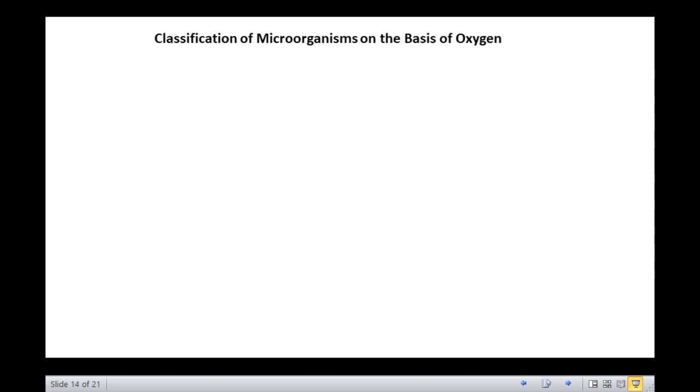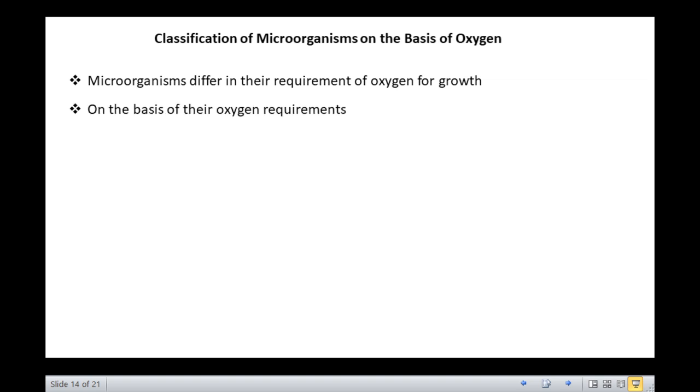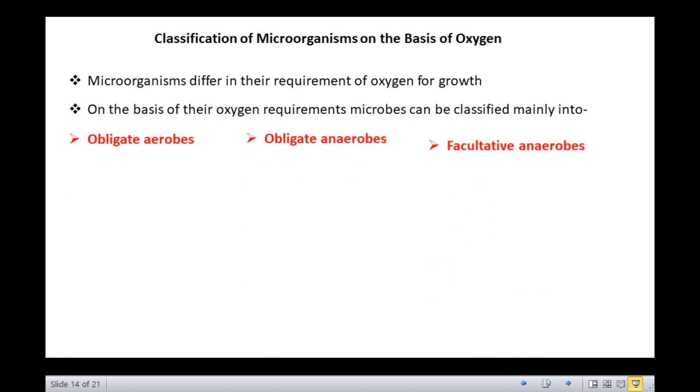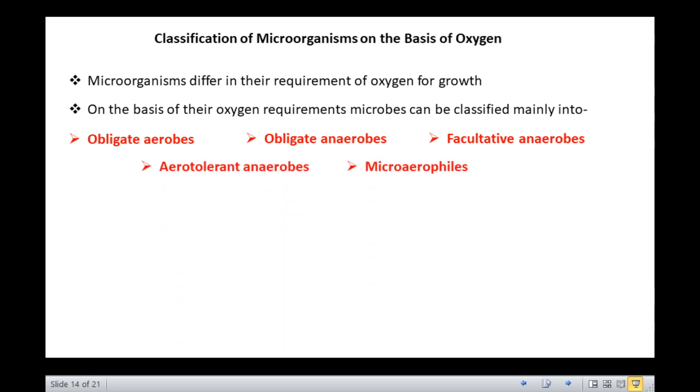Let us now discuss the classification of microorganisms on the basis of oxygen. Microorganisms differ in their requirement of oxygen for growth. At one hand, some cannot survive without oxygen, and at the other, some cannot tolerate oxygen. On the basis of their oxygen requirements, microbes can be classified into mainly five categories: obligate aerobes, obligate anaerobes, facultative anaerobes, aerotolerant anaerobes, and microaerophiles.